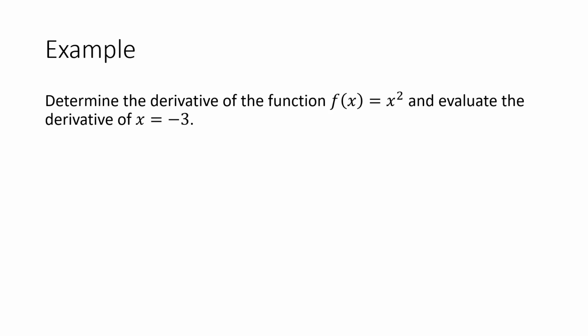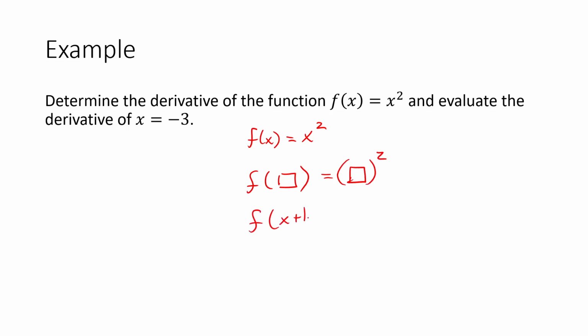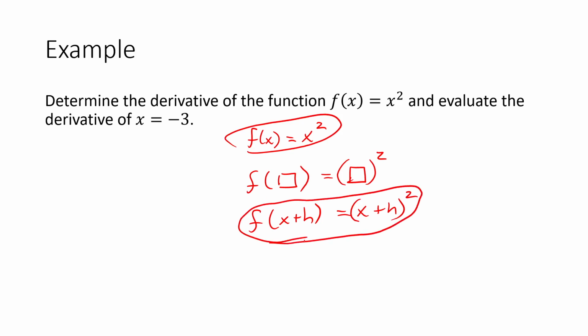So let's do some examples. We're going to determine the derivative of the function f of x equals x squared and evaluate that derivative at x equals -3. Before we begin, I just want to remind you of some function notation. If f of x equals x squared, then what I'm really saying is f of block equals block squared, and I can plug in an x plus h for that block, and I'll get x plus h quantity squared. That's something that's going to come up in a bit. But f of x will be x squared, f of x plus h will be x plus h quantity squared.